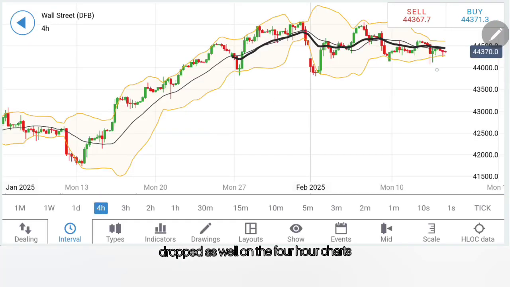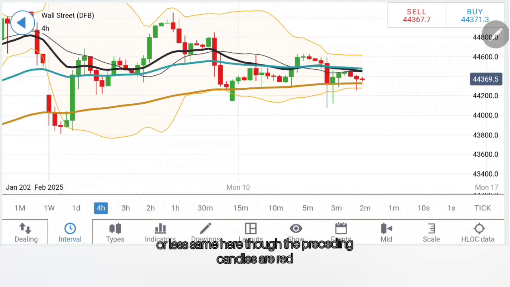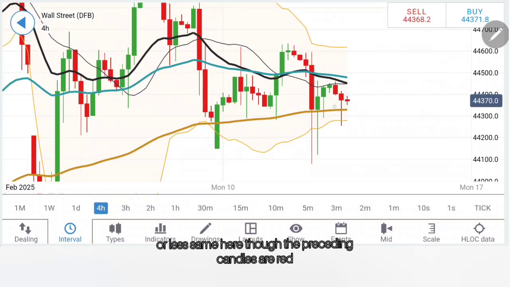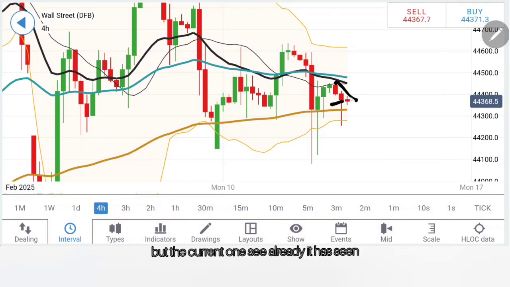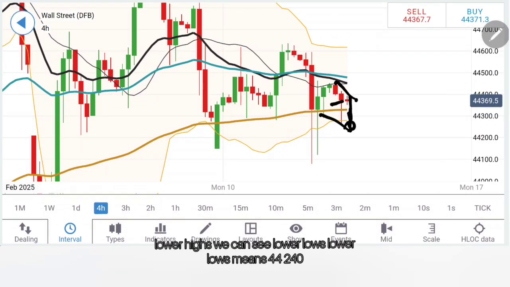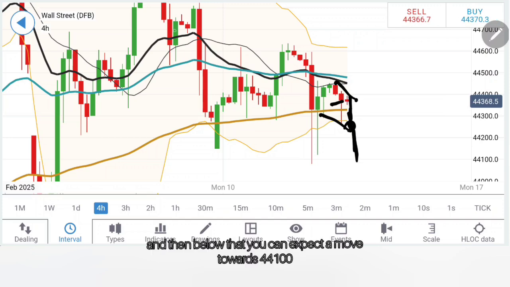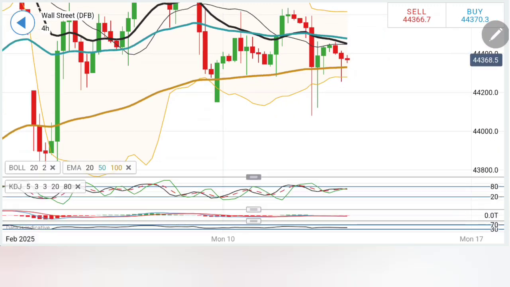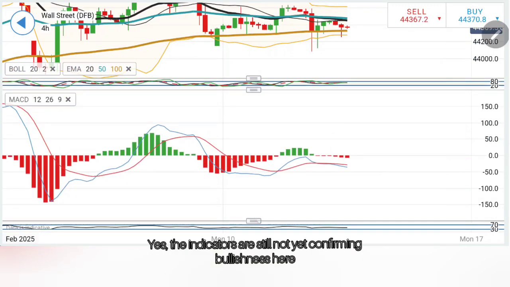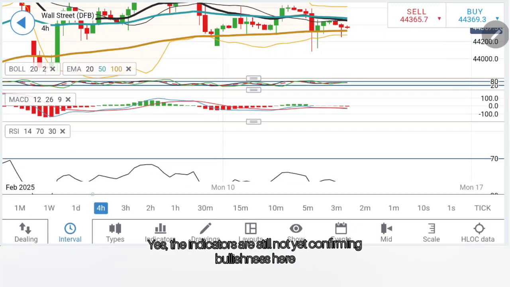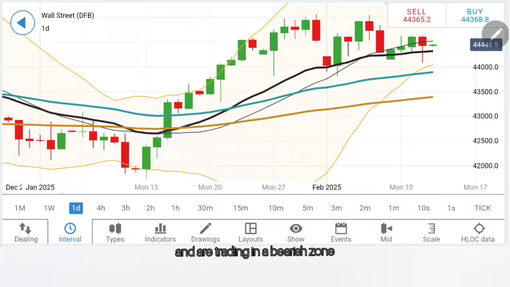On the 4-hour charts, you see the observation is more or less the same here, though the preceding candles are red, but the current one, see, already it has seen lower highs. We can see lower lows. Lower lows means 44,240, and then below that you can expect a move towards 44,100. Yes, the indicators are still not yet confirming bullishness here and are trading in a bullish bearish zone.